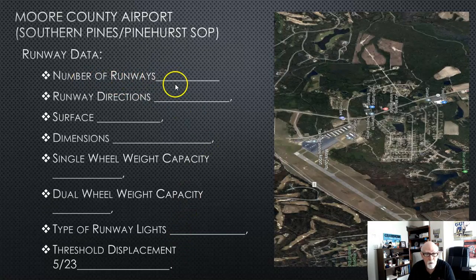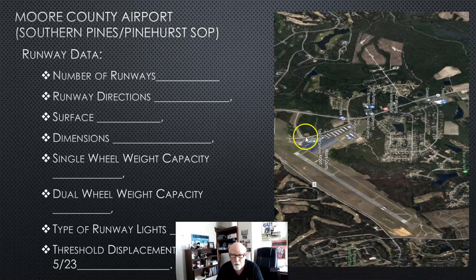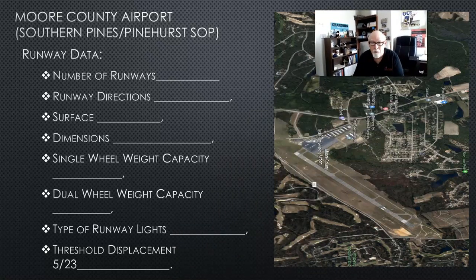Number of runways it has. In SOP, here's a picture of SOP right here. I'll slide over here so you can see it. You can see that it has one runway here. There's your taxiways off there and your parking areas here, your tower right in this area when they activate a tower. Normally it doesn't have a tower because we know it's not tower controlled.